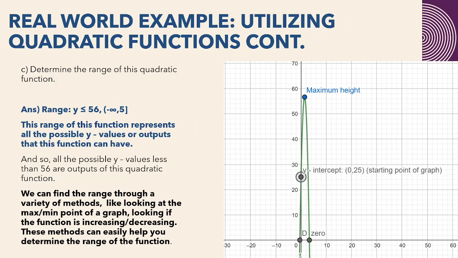Now for part C, they're asking us to determine the range of this quadratic function. And our answer would be that the range would be y is less than or equal to 56, or negative infinity, comma 56. So this range of this function represents all the possible y values or outputs that this function can have. So all the possible y values less than or equal to 56 are outputs of this quadratic function.